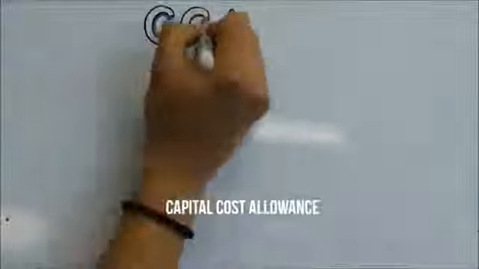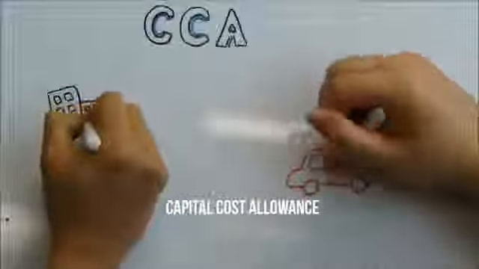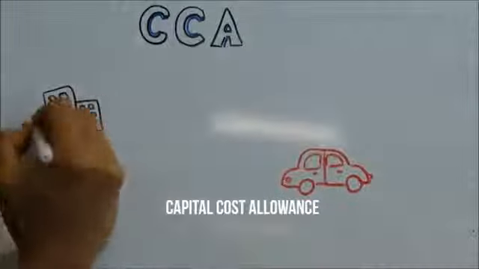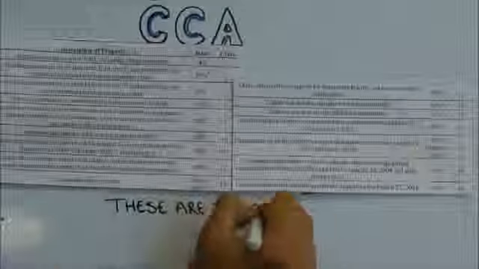CCA stands for Capital Cost Allowance. It is the highest rate you can use on your capital assets when claiming income tax. The CCA categorizes capital assets under classes and gives each class a rate that a company must use.